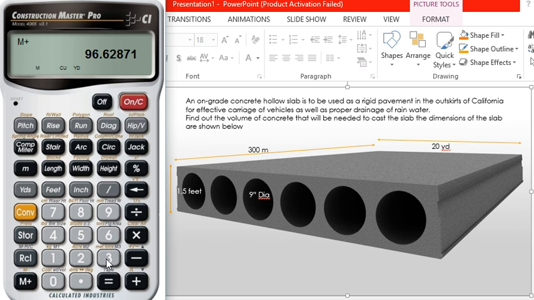Press 300 meters, multiply 20 yards, multiply by 1.5 feet. Equals 3280 cubic yards.